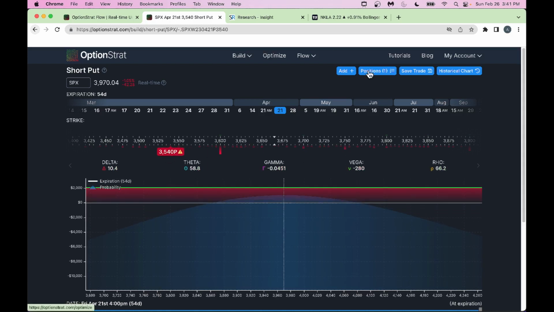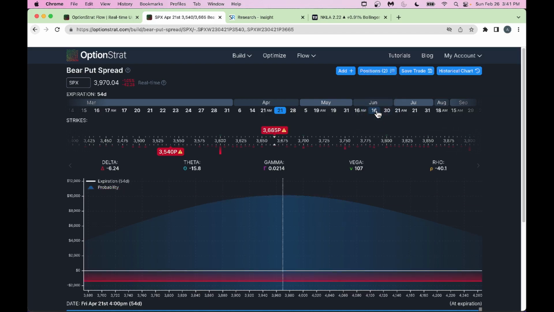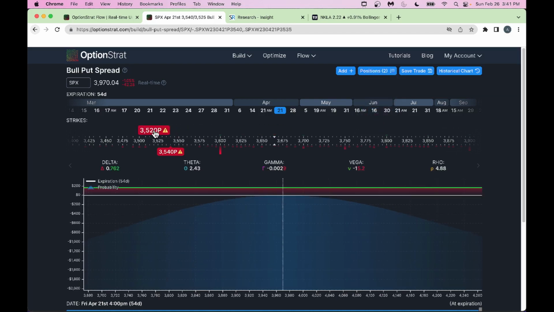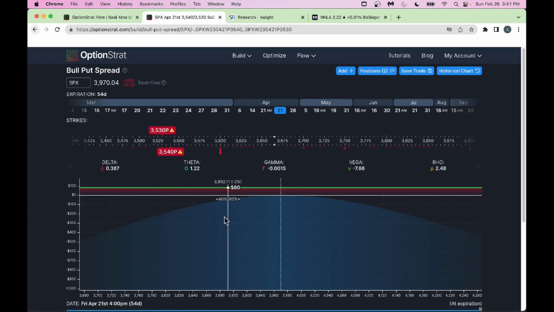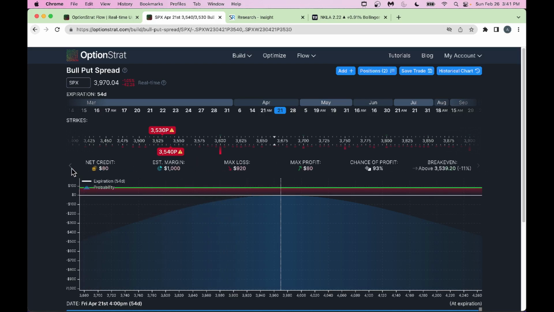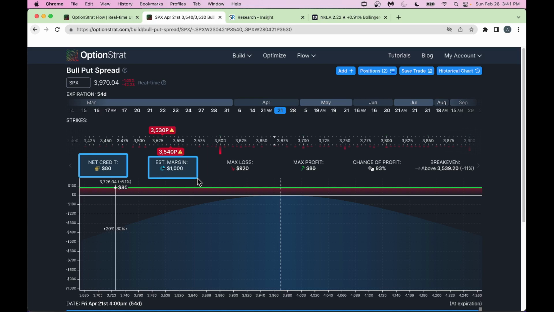All right, now I will add buy put here because we are doing a spread, as you know, and I will do a $10 wide spread here, 3430. All right, look, we got our spread here. We are getting $80, which is not a big amount, but a very safe amount. You're taking a $1,000 margin or buying power reduction here, which is not bad.